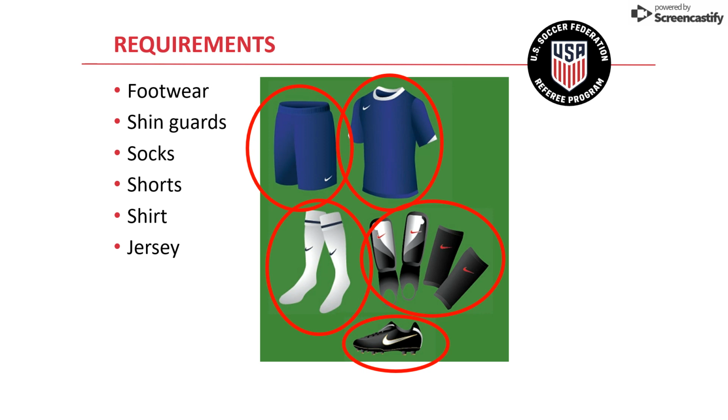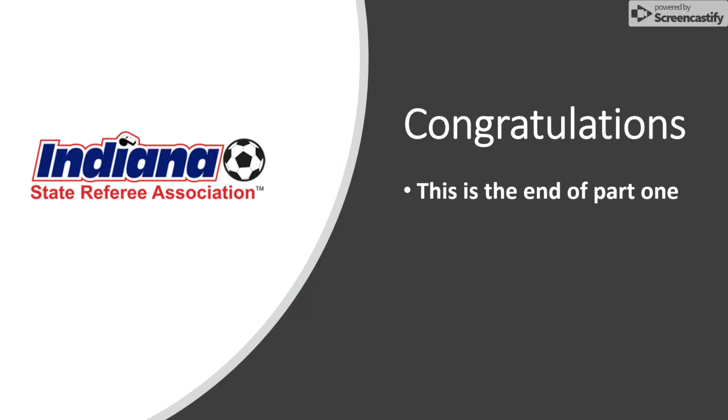Each goalkeeper must wear colors that are distinguishable from other players on the field and the match officials. If small-sided and recreational youth players are wearing additional clothing or equipment, referees should make sure it is safe for play and be lenient if the colors don't exactly match the rest of the uniform. This is the end of part 1.